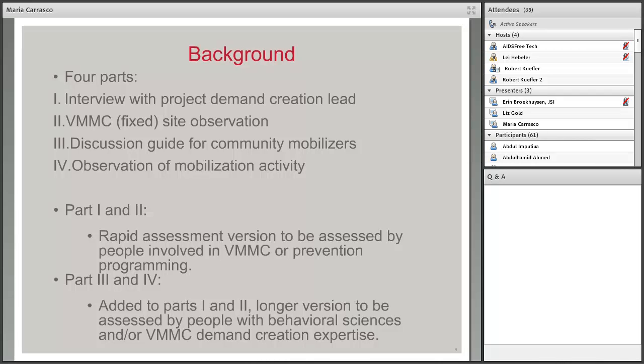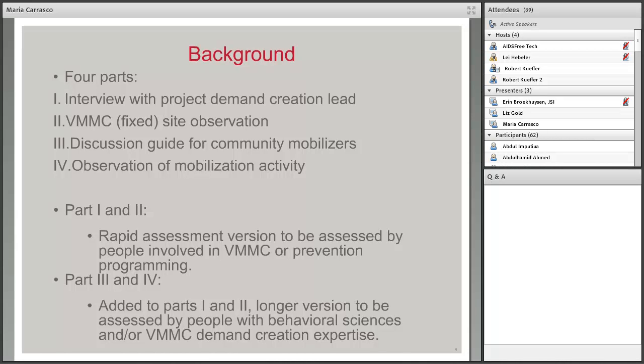Okay, so in terms of what the tool entails, the tool has 4 parts. Part 1 is an interview with the project demand creation lead. Part 2 is a fixed site observation. Part 3 is a discussion guide for community mobilizers. And Part 4 is the observation of a mobilization activity.